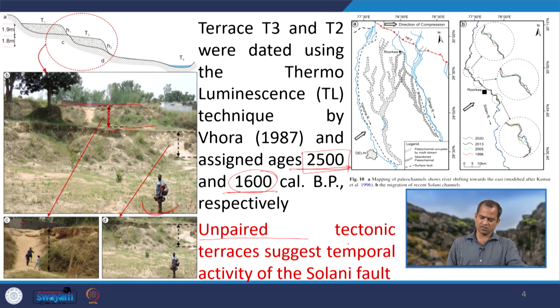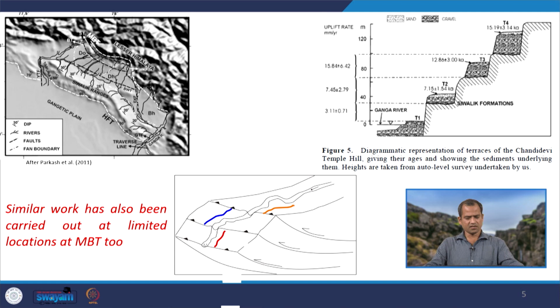So, these unpaired terraces, that is the tectonic terraces, suggest temporal activity of the Solani fault, in this particular case, and there are a number of faults in the Himalayas, and a number of rivers cross cutting those faults, and those terraces available in the Himalayan terrain can be dated, and the rate of upliftment among the different fault segments can be determined. To exemplify this, this is Haridwar, another case study. This is the Chandi Devi temple, and similar work has been carried out at the MBT, that is the main boundary thrust.